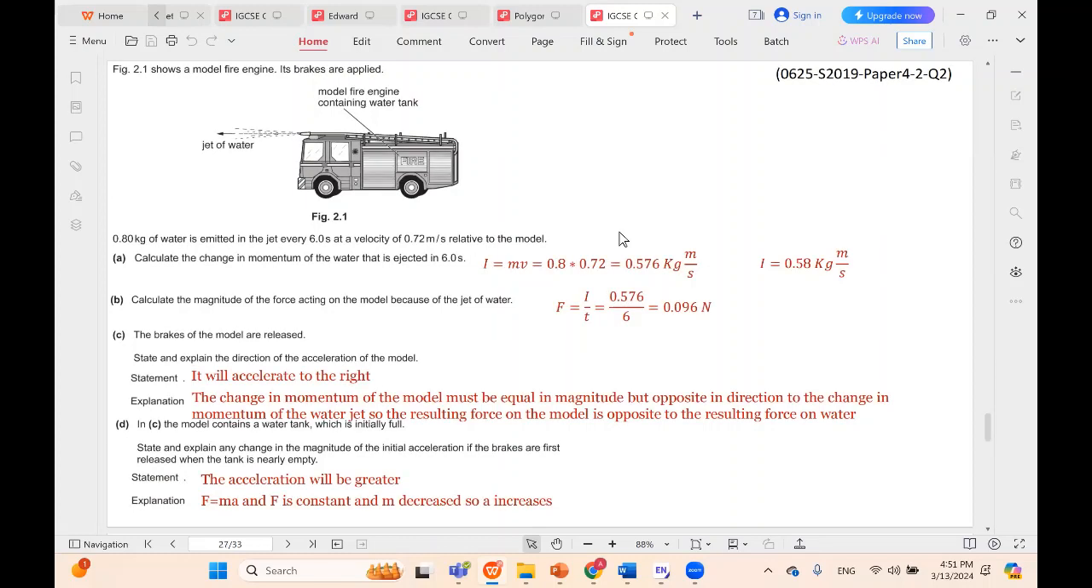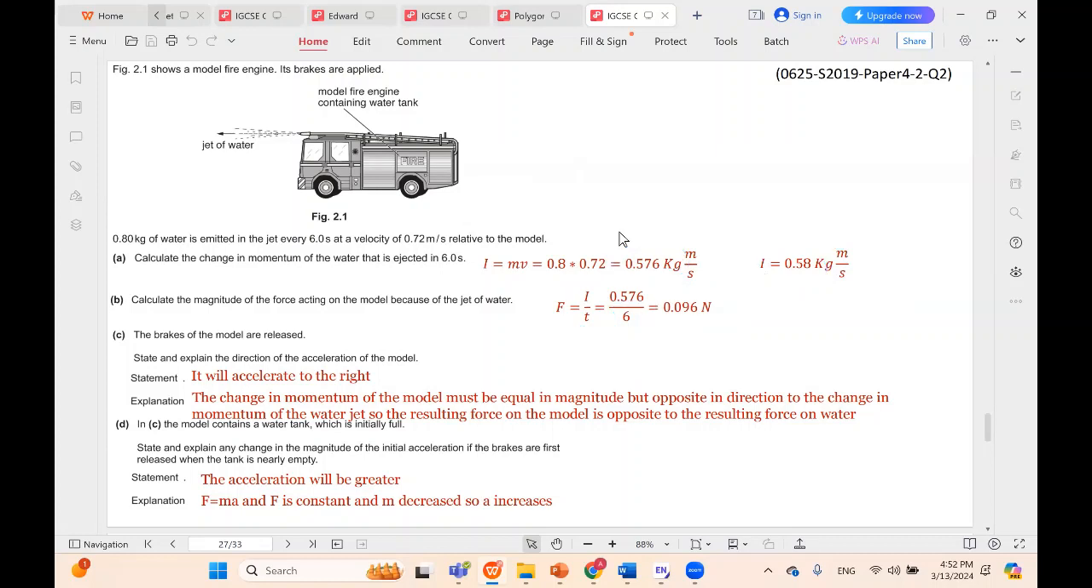So the change in momentum is equal to mass times velocity, and we have the mass as 0.8 and the velocity as 0.72. So we multiply them together and we get the impulse as 0.576 or 0.58 approximately. Next, they want us to calculate the force, so we divide our result by the time, which is 6 seconds, and we get the magnitude of the force. And then we have some conceptual questions to solve.